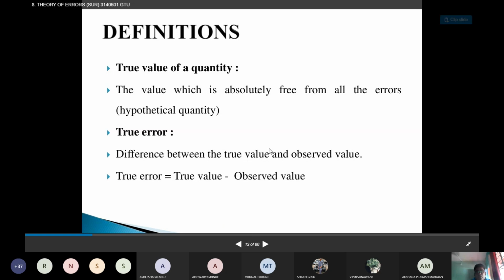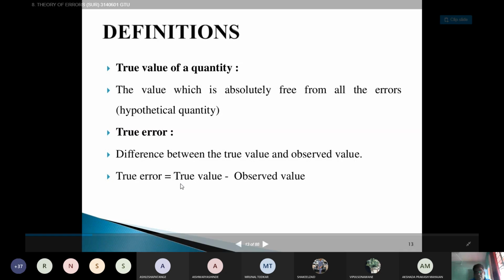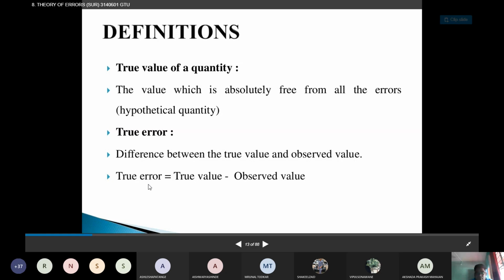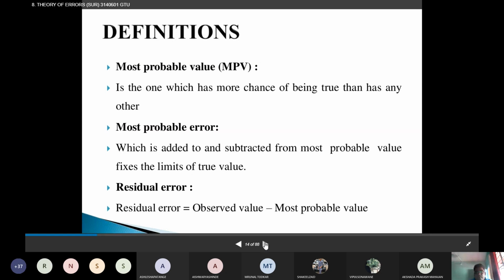Then how do we find this true error? True error is the difference between the true value and the observed value. Let us note down the true error, as all these quantities have to be applied in this chapter while solving examples based on triangulation adjustments. So what do you mean by the true error? True error is the true value minus the observed value.